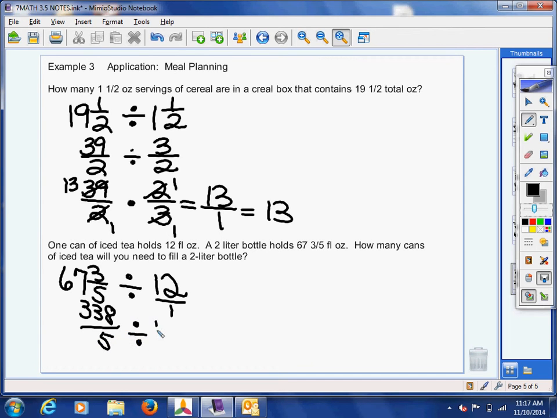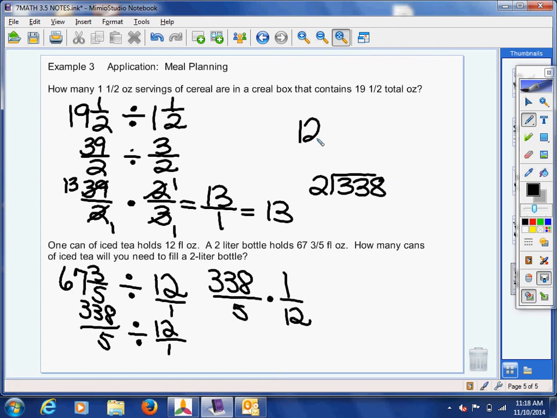12 can go into 338, right? I don't know if 12 can, but they're both even, so at the very least 2 will reduce both of them. And now I'm going to copy, change, and flip. Now you can, if you want to, cross cancel a little bit. They're both even, so you could at the very least figure out how many times 2 goes into 338. Can 12 go into 338 evenly? You could try.